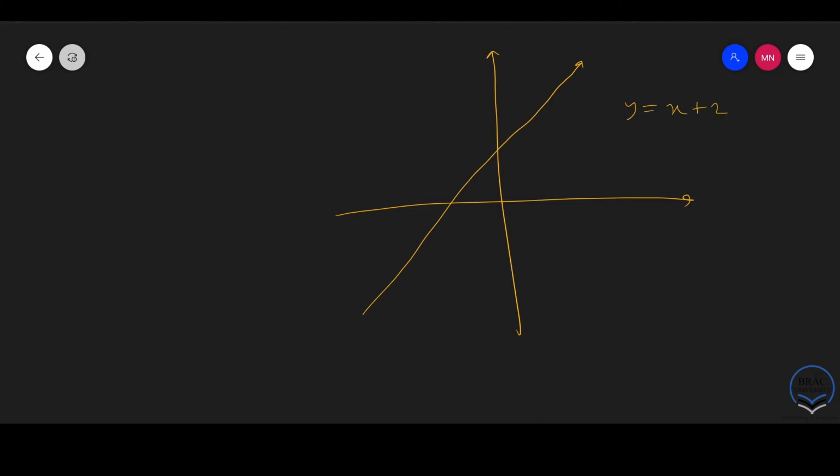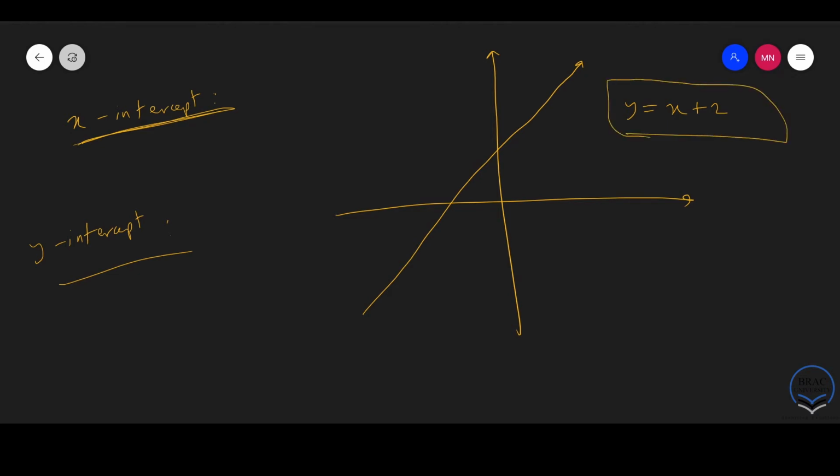So sometimes a graph can have an x-intercept and a y-intercept, right? So what is an x-intercept? An x-intercept is just basically the point where the graph of a function crosses our x-axis, right? So we have to look for a point where the graph crosses our x-axis. So for the graph of this function, we have an x-intercept at this point, right?